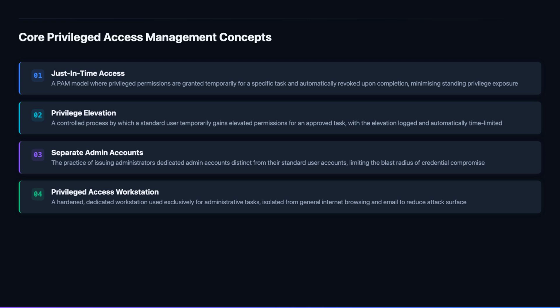A privileged access workstation is the physical or virtual security boundary that separates administrative activity from the normal threat environment. Administrators access sensitive systems from a PAW rather than their general-purpose workstation, which means the admin session is not exposed to the phishing emails, malicious websites, and untrusted software that the standard workstation encounters. PAWs are hardened: minimal software, no general internet access, strict application controls, creating an isolated environment where privileged operations can be performed with significantly reduced risk of compromise.